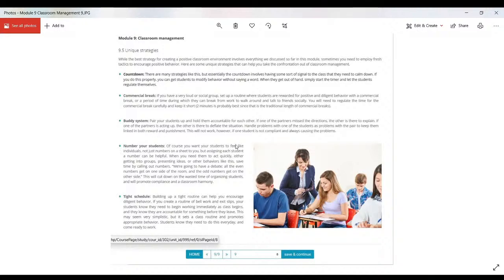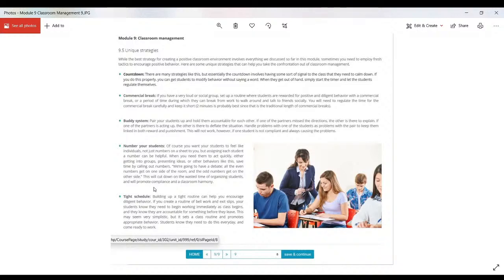Pair your students up and hold them accountable for each other. If one of the partners missed the directions, the other is there to explain. If one of the partners is acting up, the other is there to deflate the situation. Handle problems with one of the students as problems with a peer to keep them linked in both reward and punishment. This will not work, however, if one student is compliant and the other is always causing the problems. Okay. I think it's better, no? Partner the ones who are both compliant. No, I'm just kidding. Okay, next.